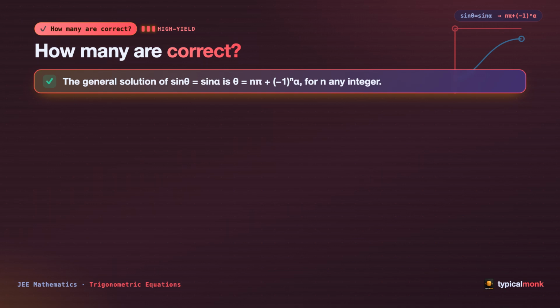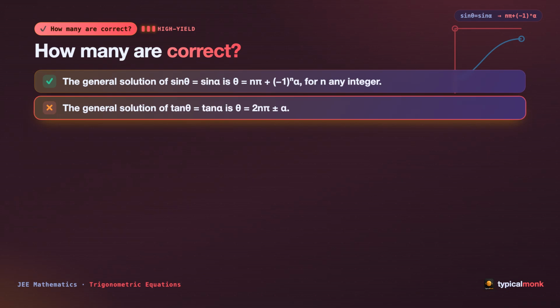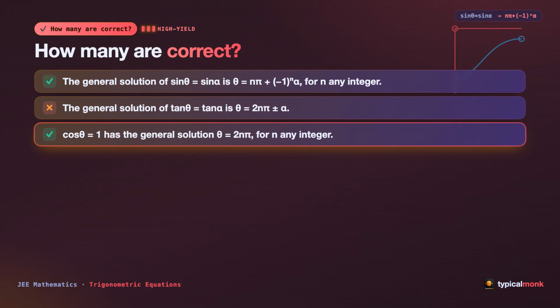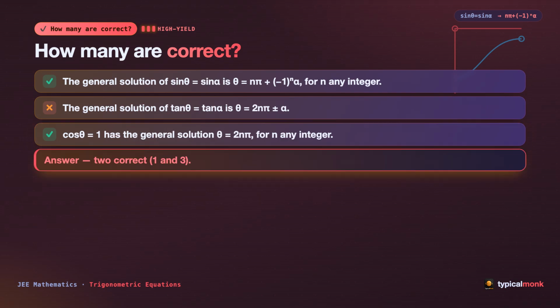Hold your verdict. Statement 2. The general solution of tangent theta equals tangent alpha is theta equals 2n pi plus or minus alpha. Think before you answer. Statement 3. Cosine theta equals 1 has the general solution theta equals 2n pi for n any integer. So, how many are correct?